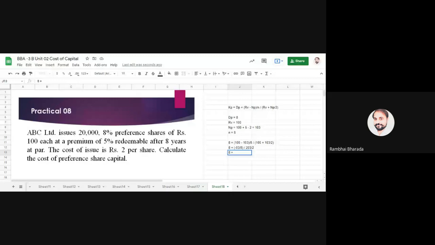It's 0.375, and this is again divided by 203 upon 2, 101.5. Now do the division first. 0.375 upon 101.5. So 8 plus 0.0036. And the answer is 8.0036. Final answer.